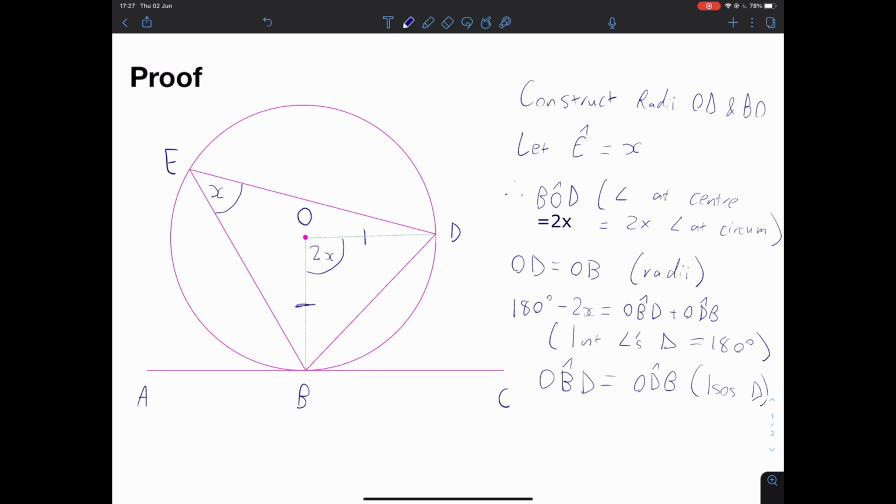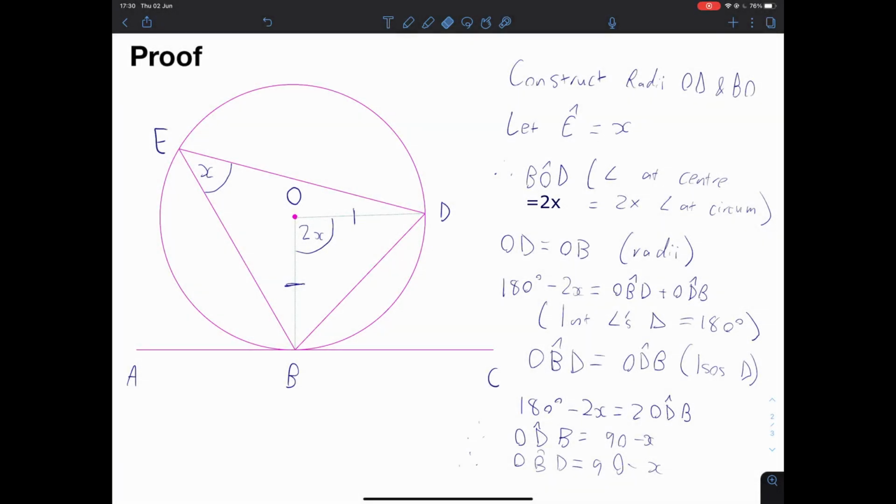Now that we've proved this, we can rewrite our previous statement as 180 minus 2x is equal to 2 times ODB. Therefore, using some basic simplification, ODB is equal to 90 minus x. Therefore, OBD is also equal to 90 minus x, due to the fact that we've proved that OBD is equal to ODB. It is now time to inscribe this proven information onto our diagram. Angle OBD is 90 minus x, and angle ODB is also 90 minus x.